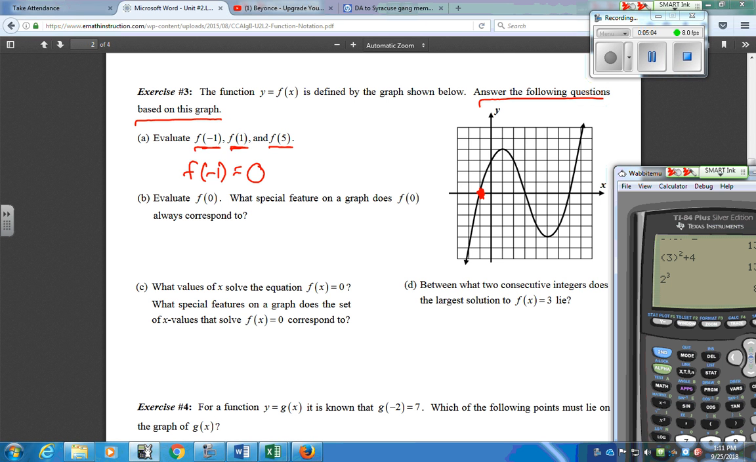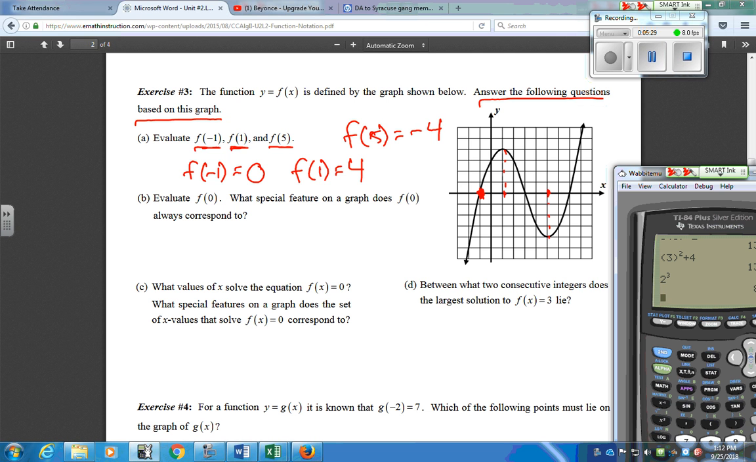And for f of 1, if I go 1 to the right, then I go 1, 2, 3, 4 up. 4 is going to be my answer. And then for 5, well, I go 1, 2, 3, 4, 5 to the right. And then I have to go down. So I go down 1, 2, 3, 4. And if I go down, I have to include the negative.